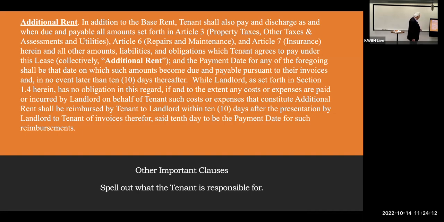And the payment date for any of the foregoing shall be that date on which such amount becomes due. There are a couple of ways to do this. If you have the tenant pay it directly, he's got to pay it when it's due. In some cases, you can take what the triple net costs are. If you as a landlord want to pay them, bill the tenant monthly on an estimated basis and then settle it up at the end of the year.